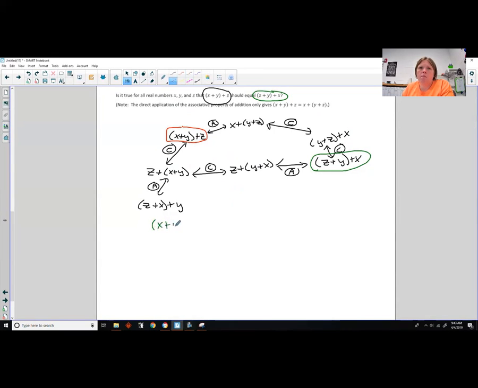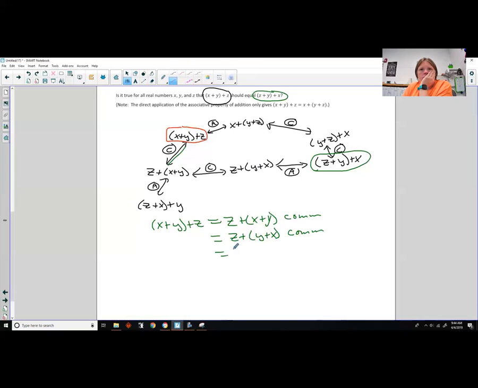I would take the quantity (x + y) + z, my original right here. And I'm going to say that that equals, and I can follow any path, I'll go this way, so that'd be z + (x + y). Okay, and that's the commutative property. And then that would equal z + (y + x), which is also the commutative property.